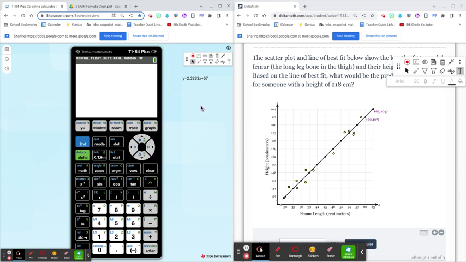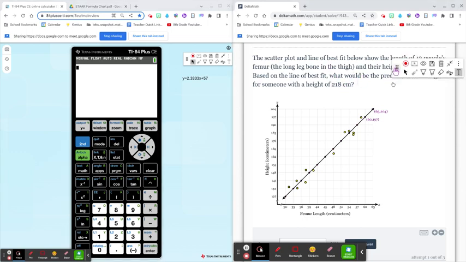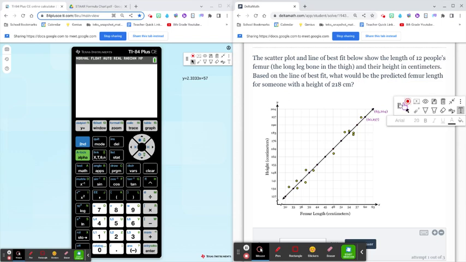All right, so that was the stat feature. We wrote an equation of the line, and a lot of times that's all you need. If they want to know the slope, you got it. It's 2.33 repeating. If they want the y-intercept, you've got it. It's 57. If they want the equation, you've got it. Those are common questions. But for this one, we had to find, and I didn't even read it, but here's the question. What will be the predicted femur length for someone with a height of 218?